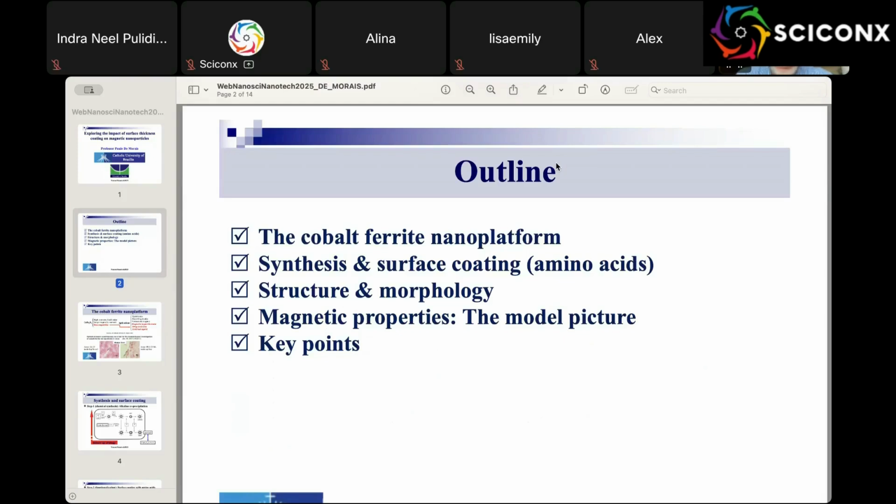Then I will present the magnetic properties and the model picture to explain them. I will emphasize in this point how the surface thickness influences the magnetic properties. Then I will summarize my talk with some key points. So next slide, please. Let's start.